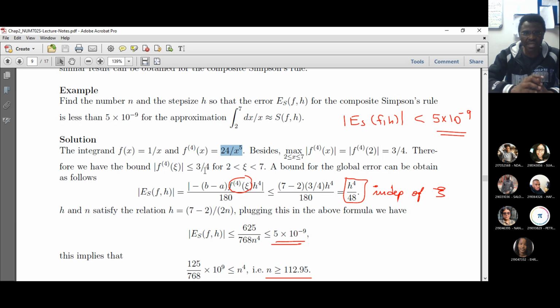I'm saying it because I realized from past experience that regardless of which function you give to students, they will just follow this procedure, which is wrong. Why? Because here for this function, we can see that the maximum is attained at 2. And what is 2? It is this point.